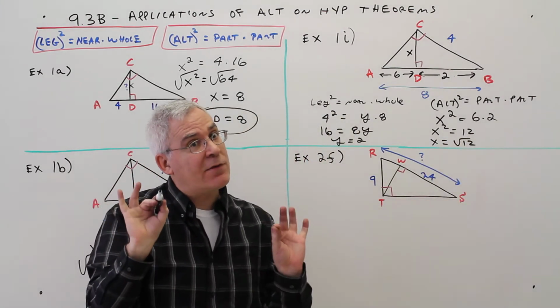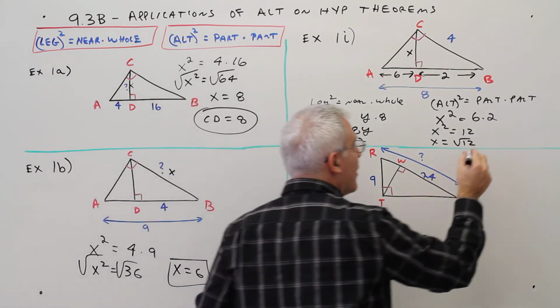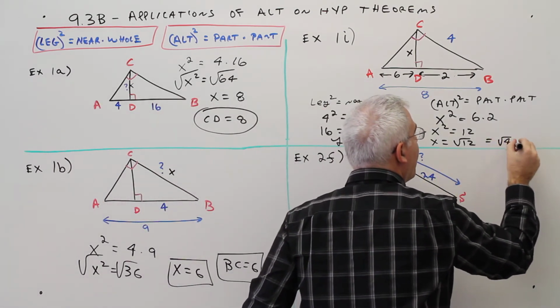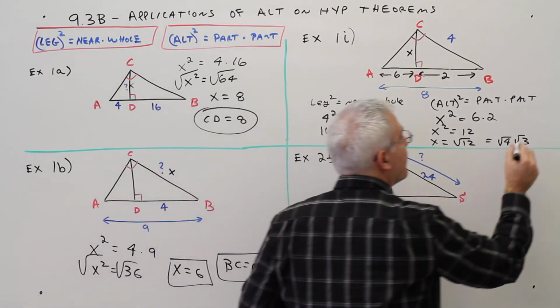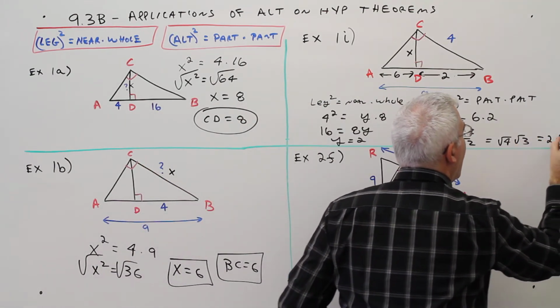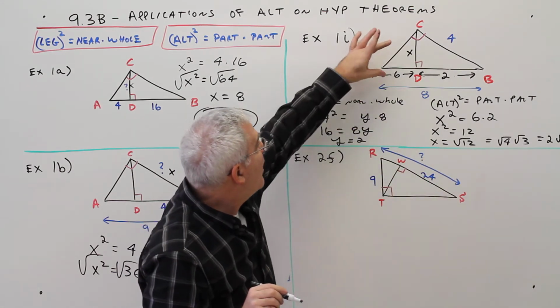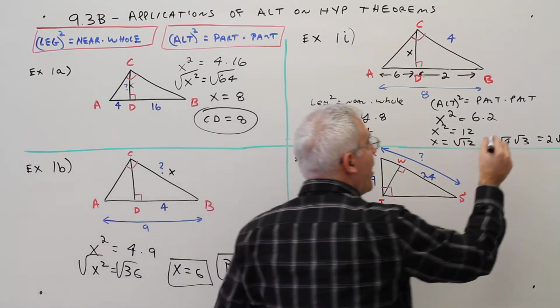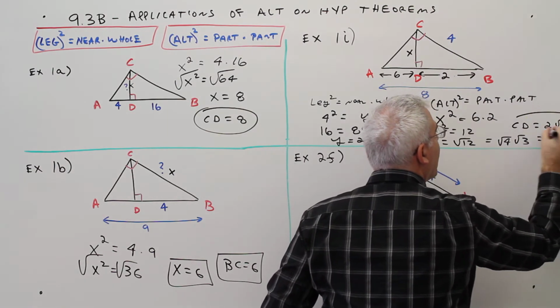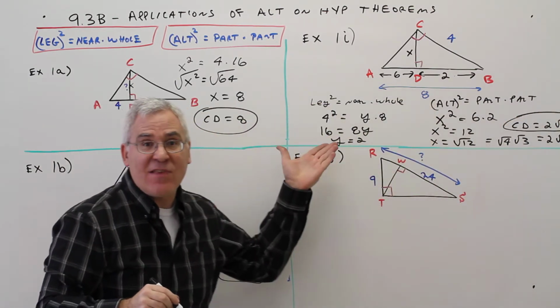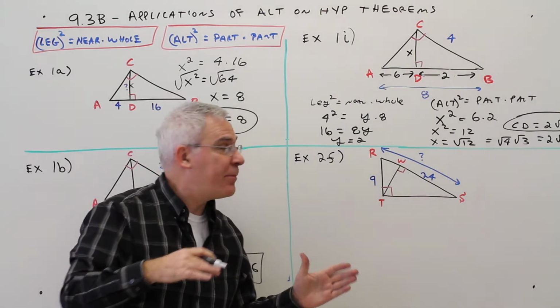Again, always simplified exact answers. That's the same thing as the square root of 4 times the square root of 3, which is really 2 radical 3. Again, they didn't ask for x, they asked for CD, so I'll rewrite my answer. CD equals 2 radical 3. So that's an example of where you got to do an intermediate step.